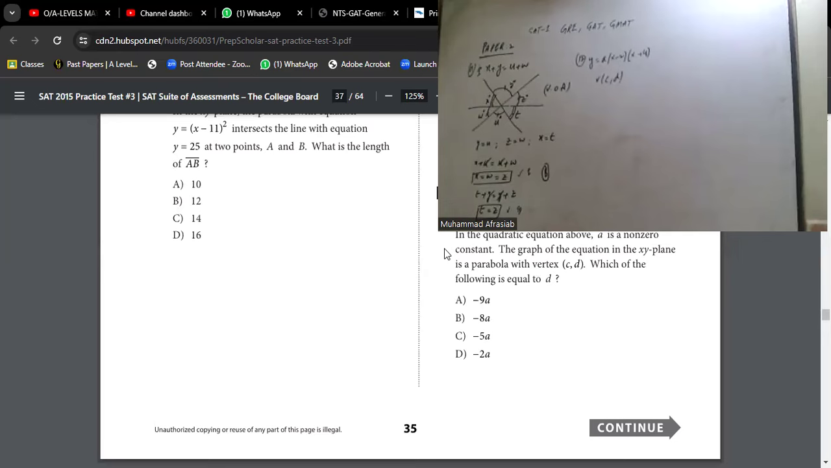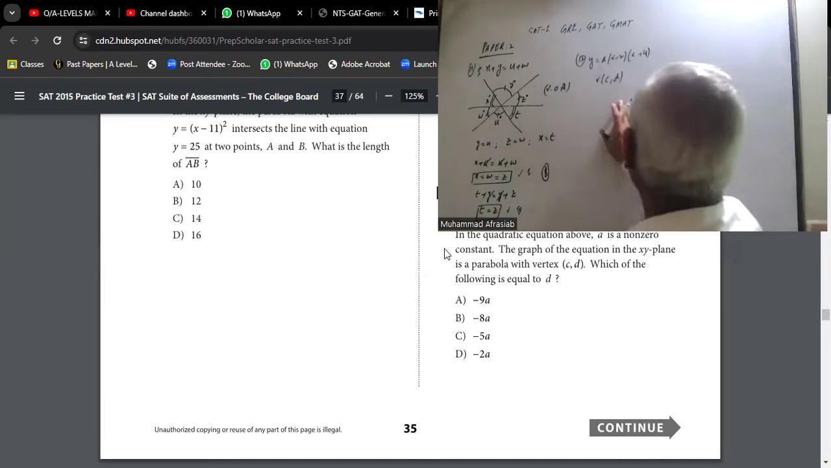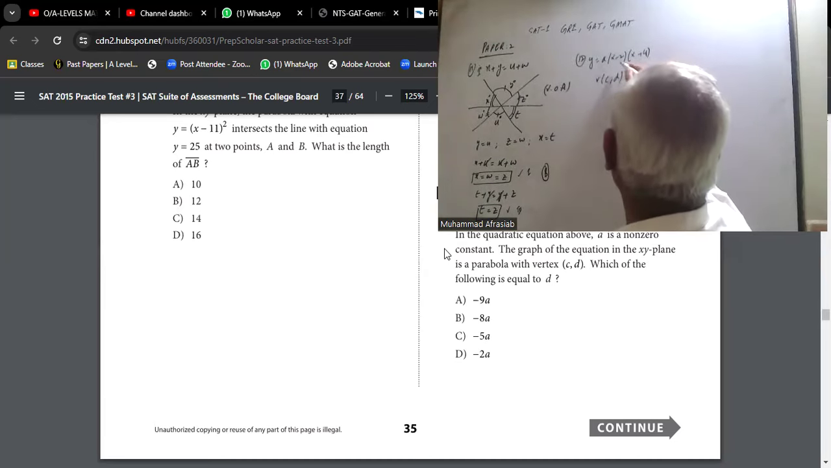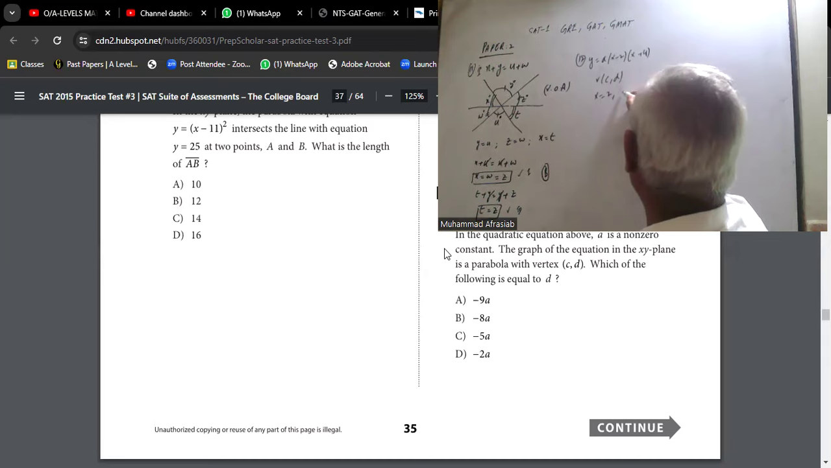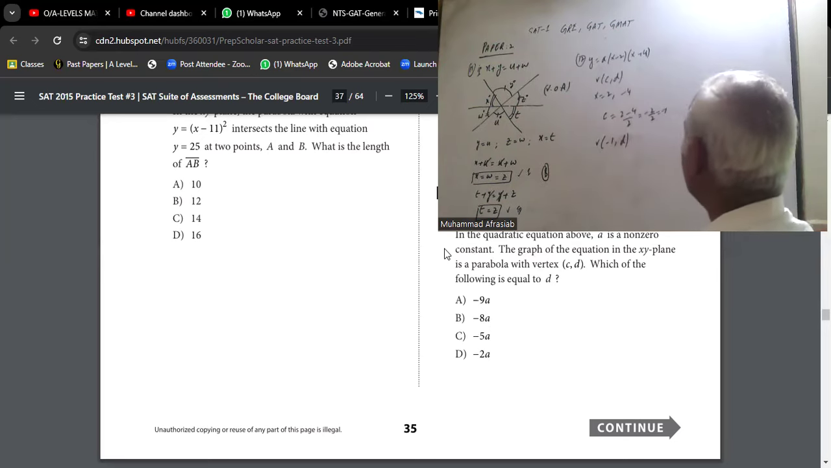Which of this number is equivalent to the value of D? Now we know that the vertex is CD. Since it is a parabola, so when you put x minus 2 is equal to 0, then x is equal to 2, and when you put x plus 4 equal to 0, it is minus 4 there. So the vertex is the average of these two, which is C value, that is 2 minus 4 over 2, that is equal to minus 2 over 2, and that is equal to minus 1. So C value is equal to minus 1, and the D value we have to calculate.